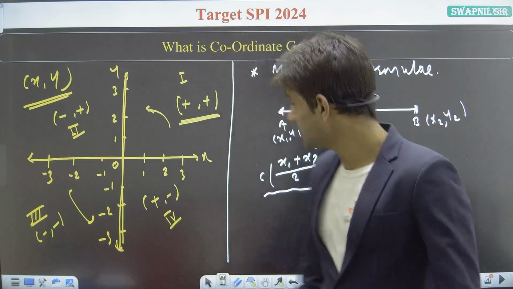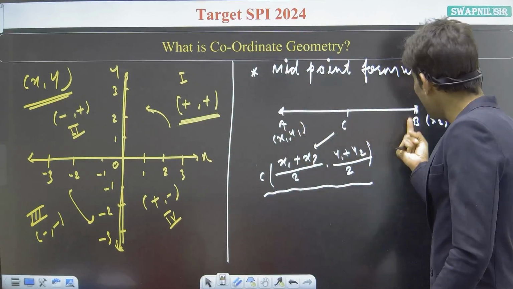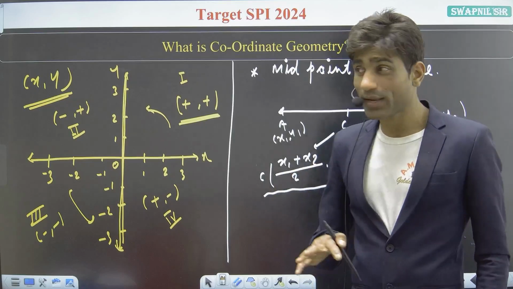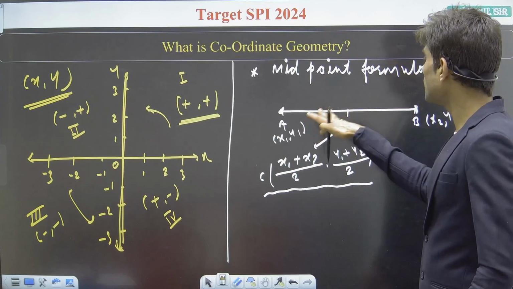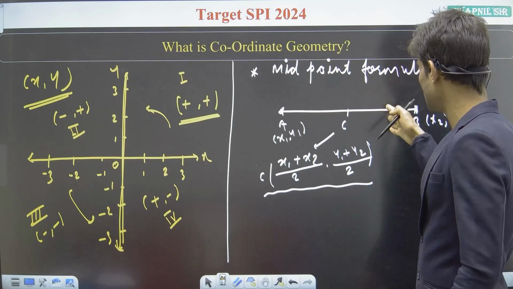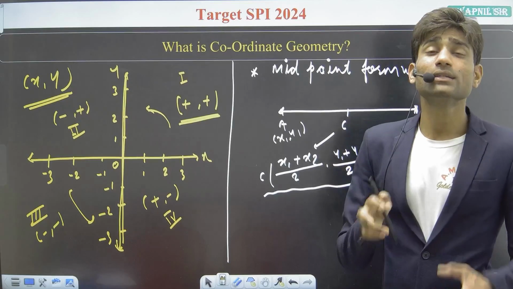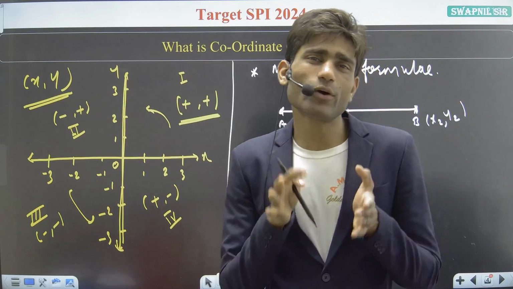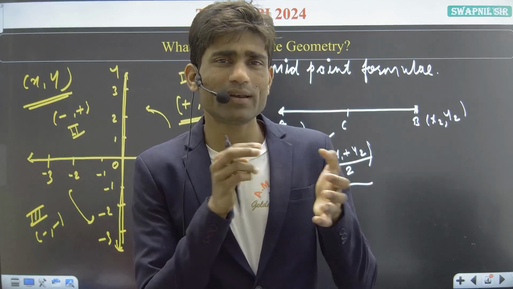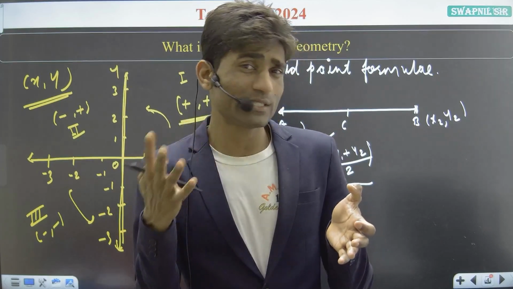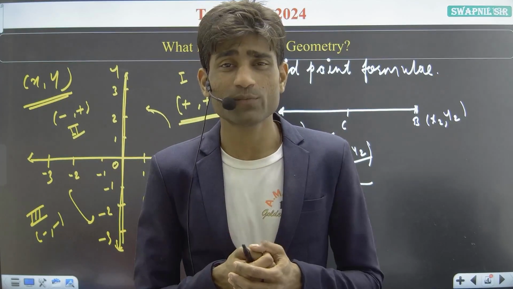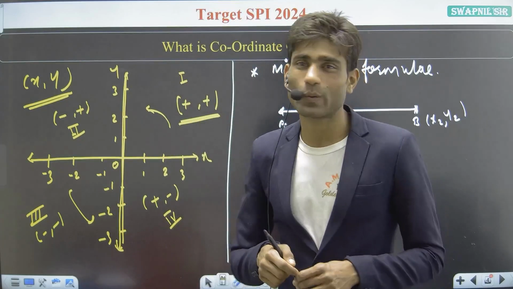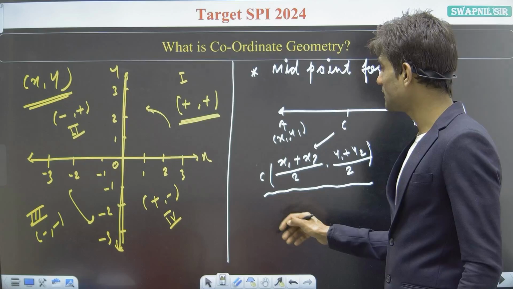Now see that our line segment AB is divided by another point C which gives equal ratios, this ratio and this ratio are both equal. That's why we use the midpoint formula. But what happens if, instead of an equal ratio, we get one ratio different from the other? In such a case, we have to apply the section formula. Now let's see the section formula.